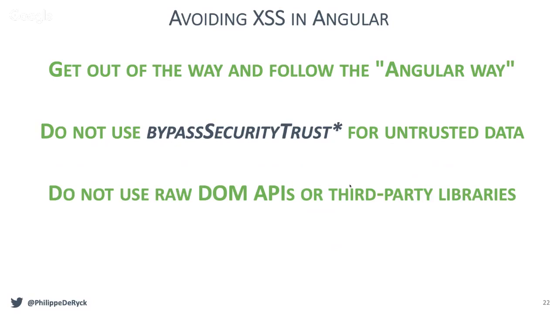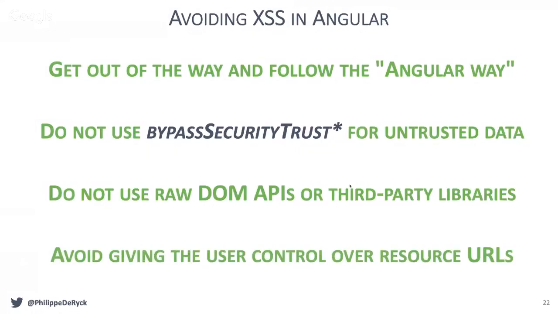Same thing for third-party libraries. If you're using things like jQuery alongside Angular and you put some stuff into the page with jQuery functions instead of Angular, Angular will not be able to protect you, because Angular is simply not in the mix. So don't do that. It's a very, very important consideration again. Don't mix Angular with other things, because Angular needs to be in the loop to be able to protect you.